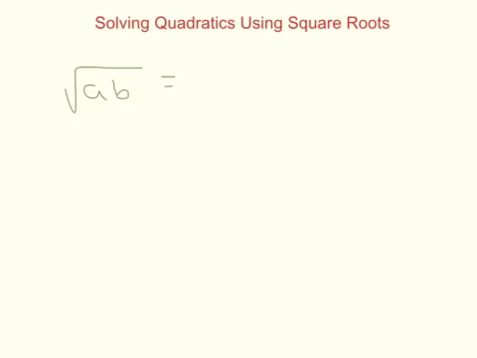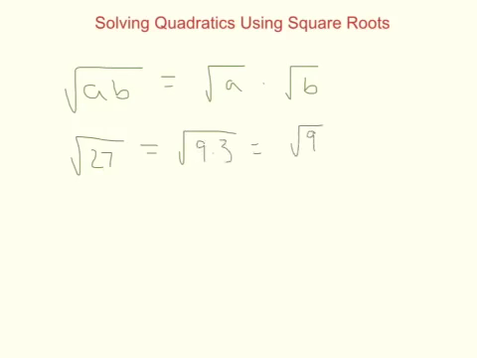So first we're going to start with the square root of a times b. The square root of a times b can be rewritten or re-expressed as the square root of a times the square root of b. So take, for instance, my favorite, the square root of 27. That could be rewritten as factors 9 times 3. So that could be rewritten as the square root of 9 times the square root of 3.